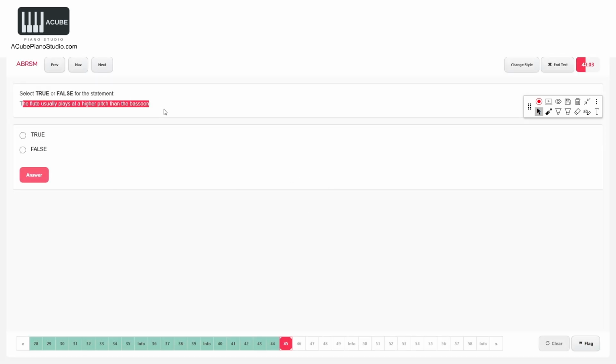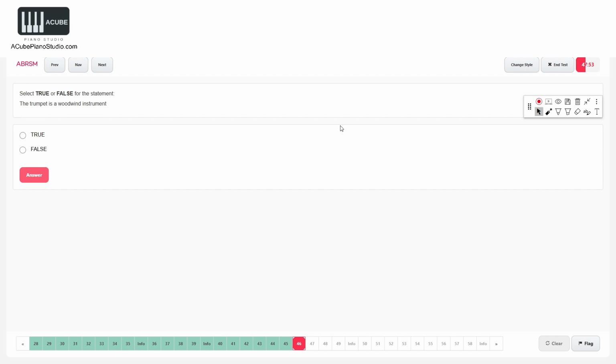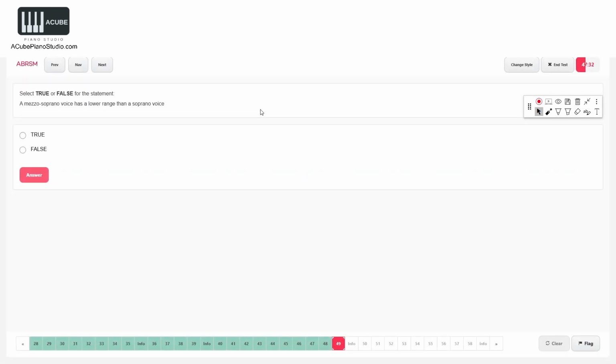Next, a flute usually plays at a higher pitch than a bassoon. Yes, so the flute is one of the higher pitched instruments. Bassoon is bass clef, right? So this is true. Okay, moving on to the next one. The trumpet is a woodwind instrument. Not true. Trumpet is a brass instrument. Cymbals produce sounds of definite pitch. No, it's only clang, clang, clang, so it is indefinite pitch. A trombone uses a double reed. This is also false. Then finally, a mezzo-soprano has a lower range than a soprano. Yes, it's true.